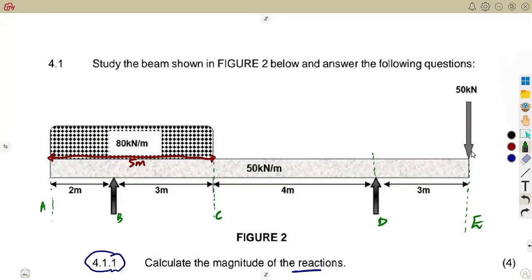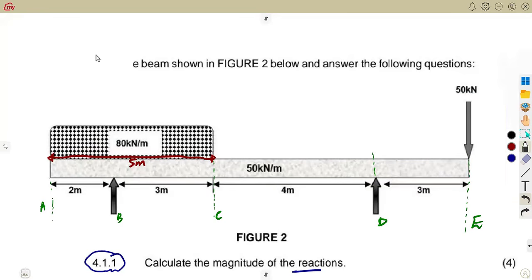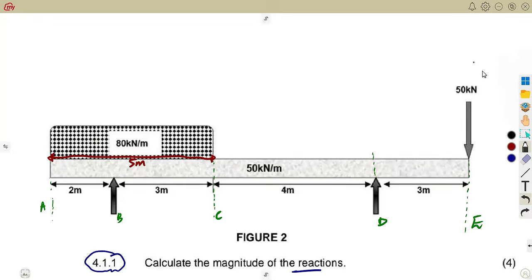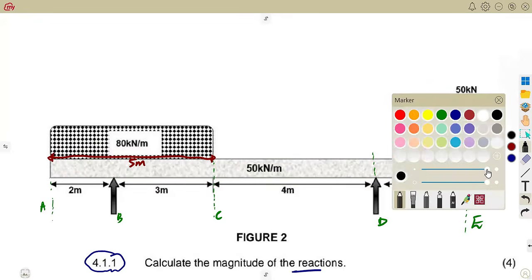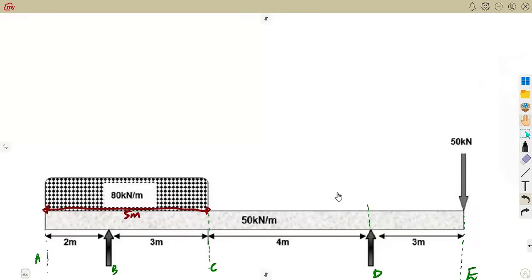All right. So let's have our question, guys. Forgive me here, I want to use this space here. Sorry for that. So this is what we are going to have according to our question. We are given to calculate the reactions of our support. This is 4.11. So I'm going to start with D, taking my moments about D so that I can find the value of B.